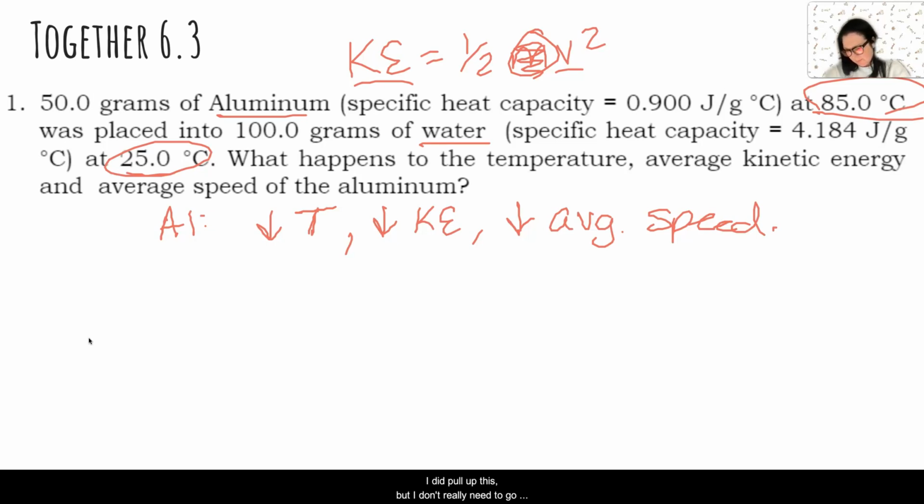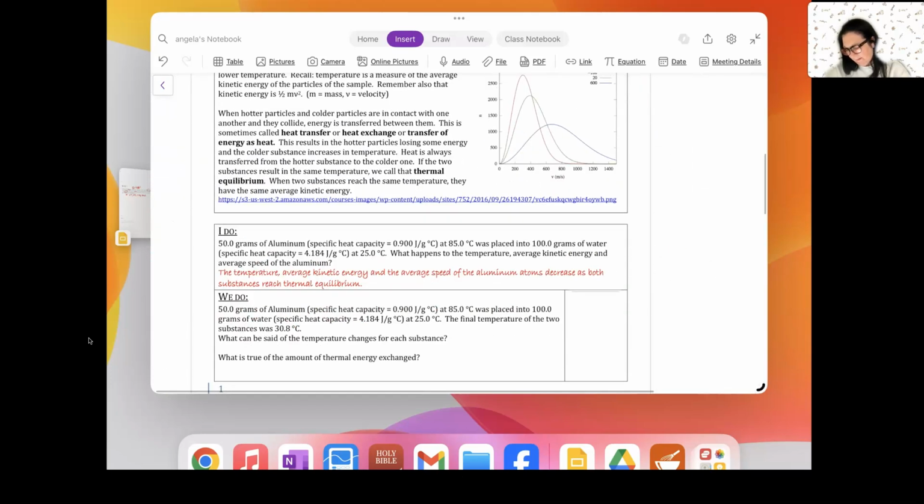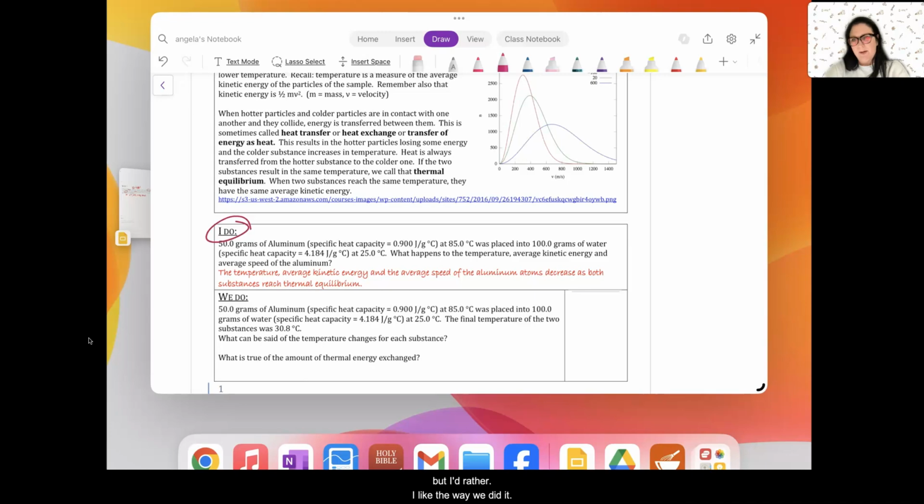So let me see, I did pull up this, but I don't really need to go over it because we already talked about it. I was going to pull up this problem, but I like the way we did it. We wrote it out. All right, so we are done, my children.